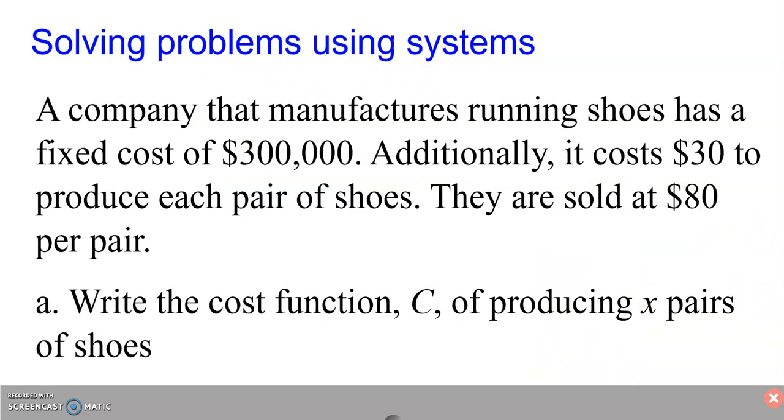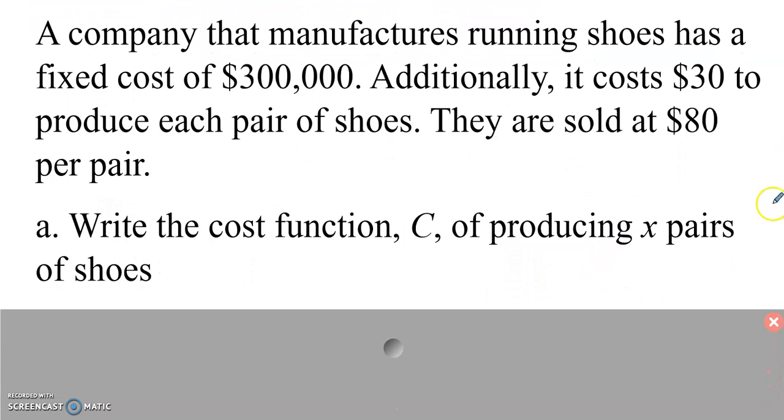Next, our final word problem here. A company that manufactures running shoes has a fixed cost of $300,000. Additionally, it costs $30 to produce each pair of shoes, and they are sold at $80 per pair. Write the cost function C of producing x pairs of shoes. So how much does it cost the company to produce shoes? Well, they have this fixed cost, and then they additionally have this cost. So my equation will incorporate both of those things because you can see they are both costs to the company.